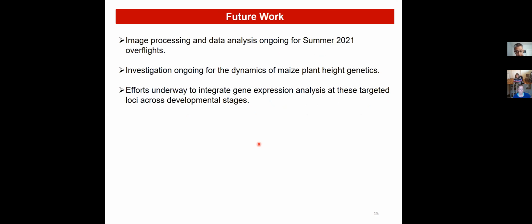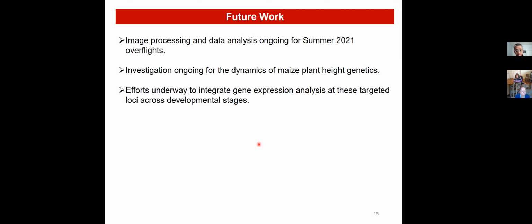As I mentioned before, this is just a portion of one of my projects, so we still have some ongoing work. We are currently processing the images from the overflights in 2021, and we are also investigating these same dynamics in maize.